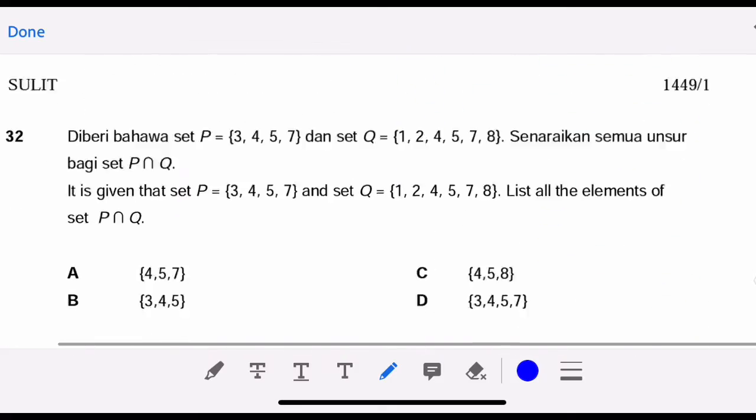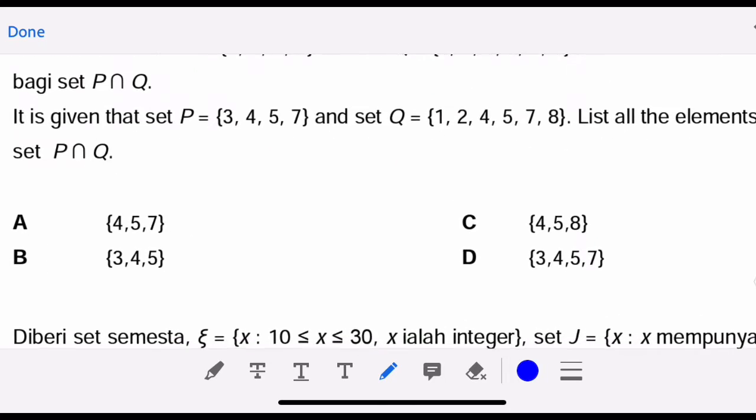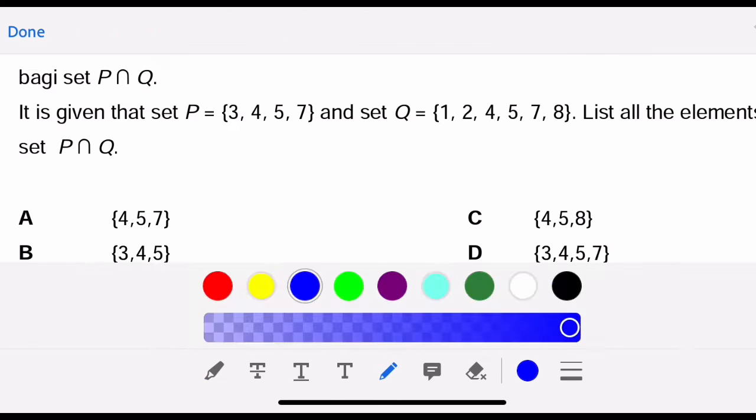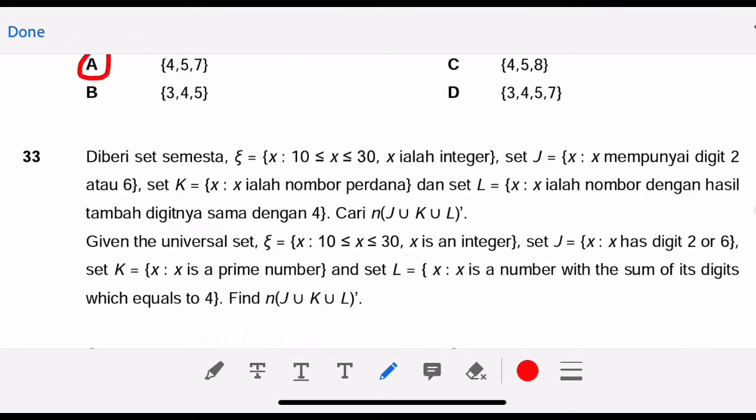Okay, let's proceed to 32. It is given that you have set P and set Q. These are the elements of P intersect Q. It's so easy. Intersect means they are having the same elements. So it seems like they are having 4 and 7. Right. And then you can see that 5 also, right? 4, 5, 7. Right. It's easy. 32 is very easy.